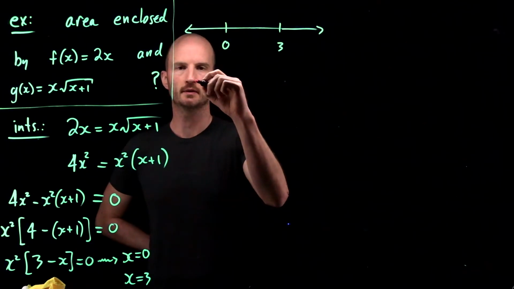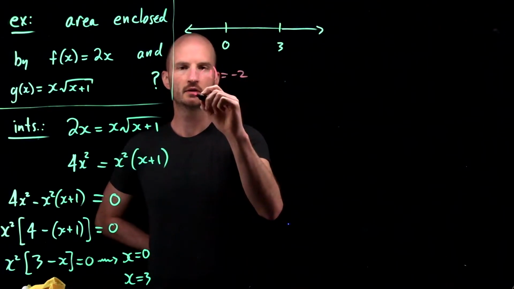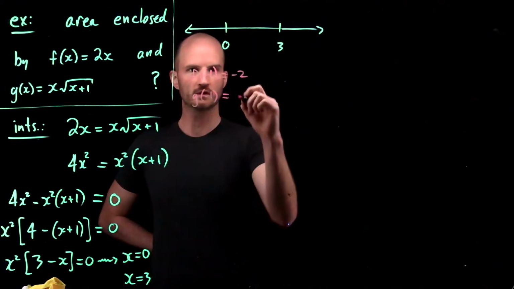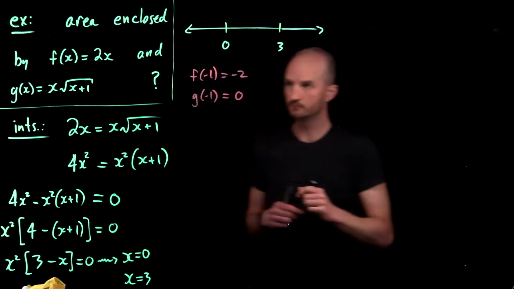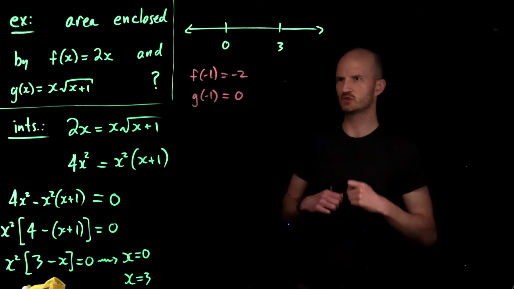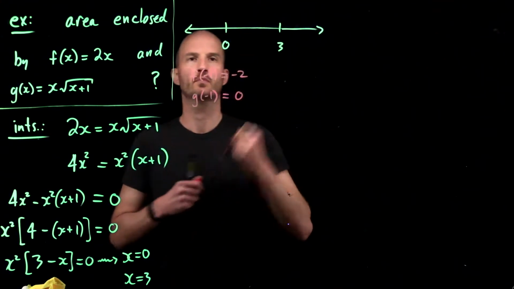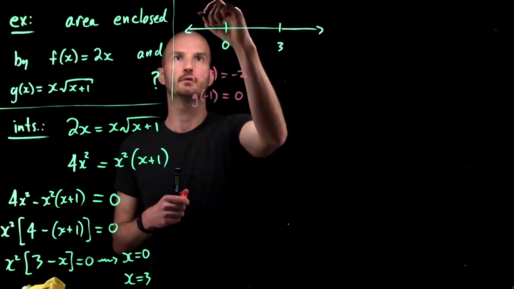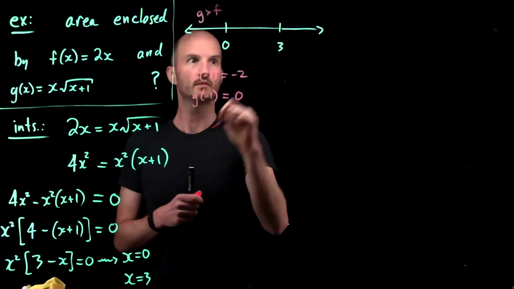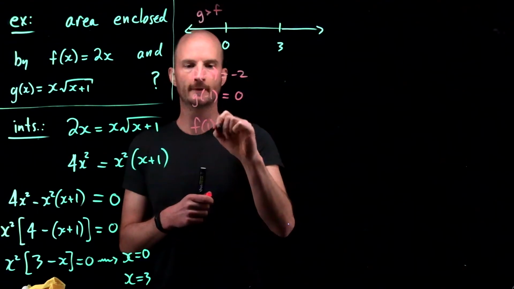Okay, let's go. f of negative 1 is minus 2. g of minus 1 is 0. So g is bigger than f right here. Now, what about something in this region? f of 1.